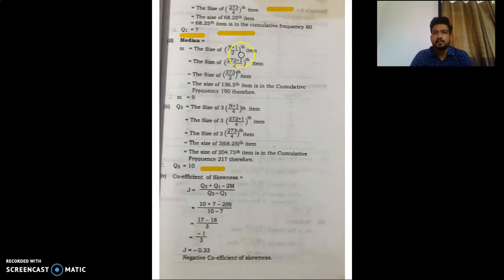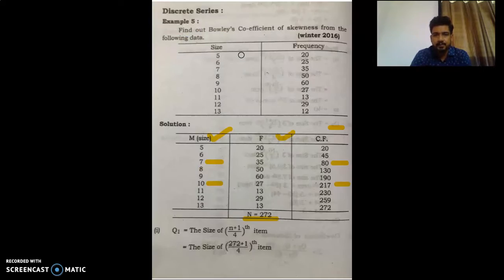Size of (n plus 1) upon 2th item, the size of (272 plus 1) upon 4th item, the size of 273 upon 2th item, the size of 136.5th item in a cumulative frequency. Now for the 136.5th item, we again relocate it. It will be 190 because it is more than 130 and less than 270. So it is located in 190. So the representing value is now 9.